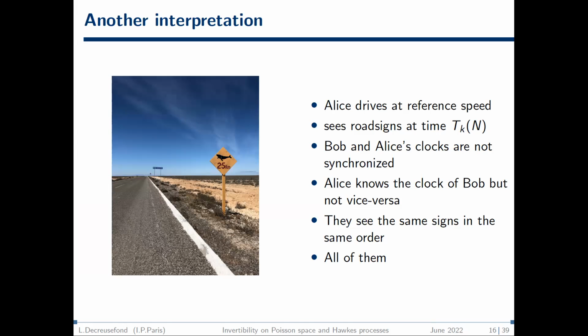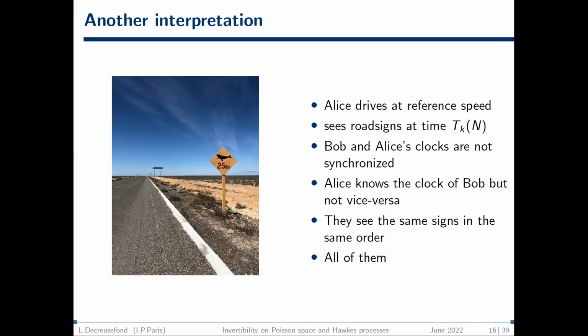So another interpretation is the following. Imagine you are on a road and you have road signs. This represents the time jumps, in fact. And you have Alice, who drives at reference speed. Then she sees the road signs at the times t_k of n, so that the process n actually jumps when Alice sees the road sign.